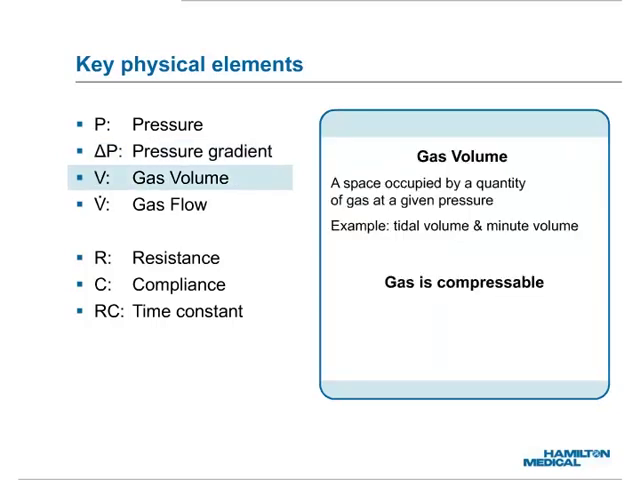Gas volume, V. Gas volume is a measure of the space occupied by a quantity of gas at a given pressure. Tidal volume and minute volume are two typical examples of gas volume. Volume is expressed in liters or milliliters. Gas is compressible, therefore under various pressures, the volume of a given quantity of gas varies. Therefore, a vast amount of gas can be compressed into a small gas cylinder.